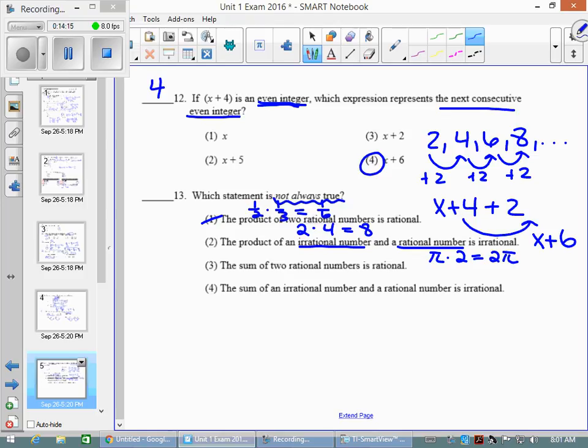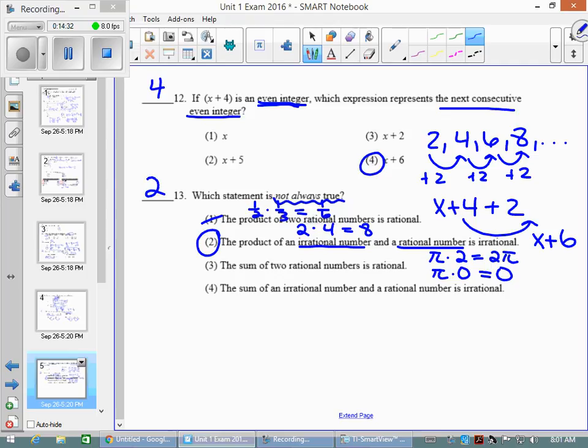However, if I take an irrational number again, let's say like pi, and I multiply it by the rational number of 0, I'm going to get 0 because of that zero product rule. Anything times 0 is 0. That comes out to be something rational. So even though this is sometimes true, it's not always true, which makes choice 2 our answer.